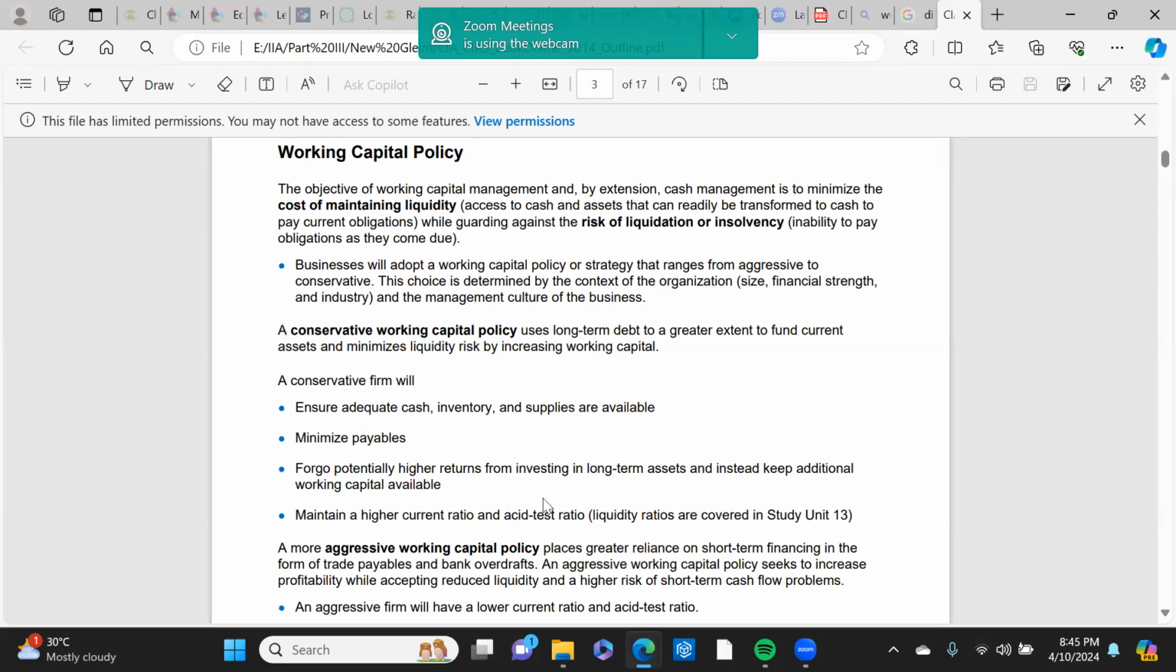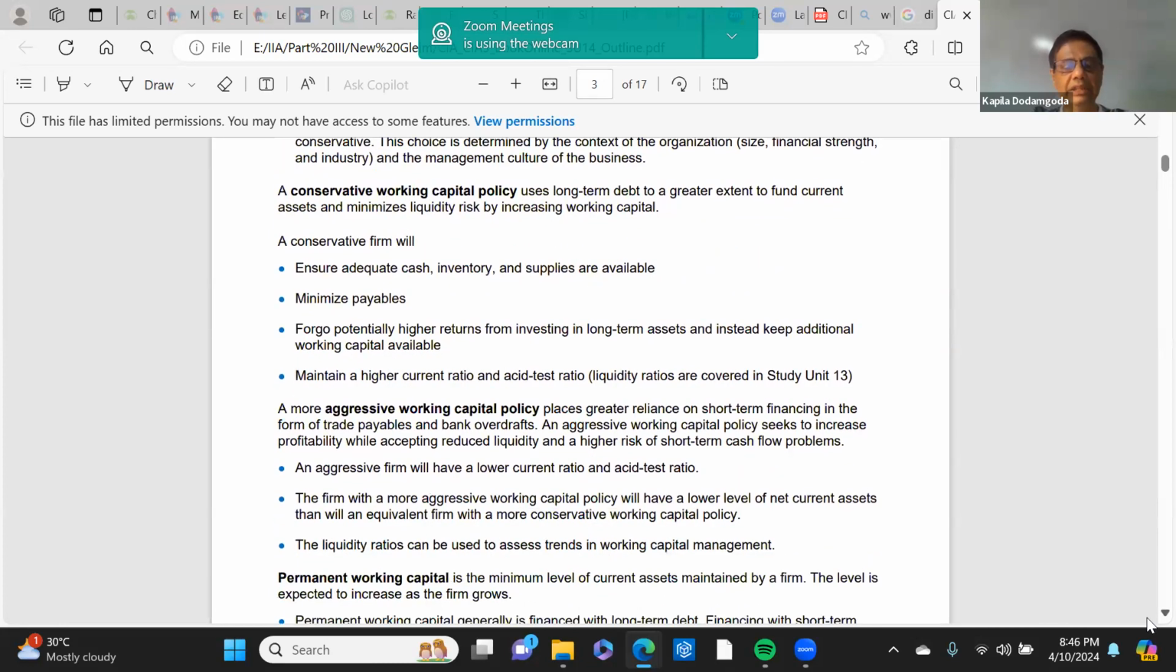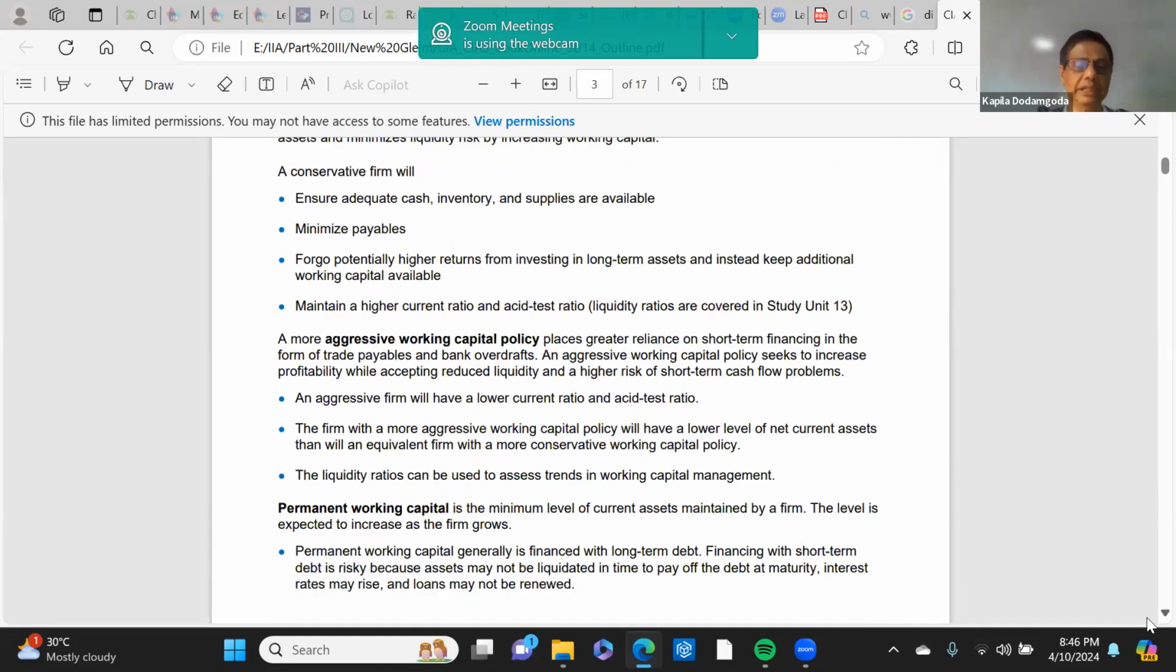Both conservative and aggressive working capital policies. Here we went into detail on conservative, but let's go the same way on the other side of the coin, when you're more aggressive, right?